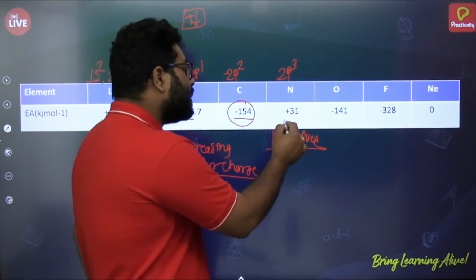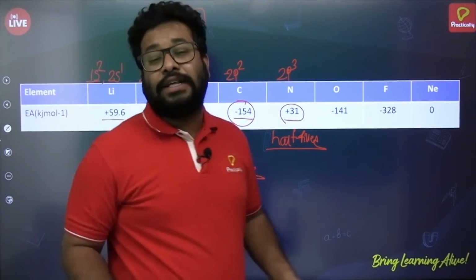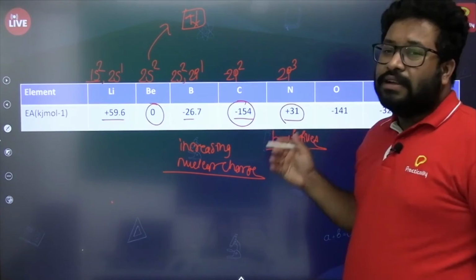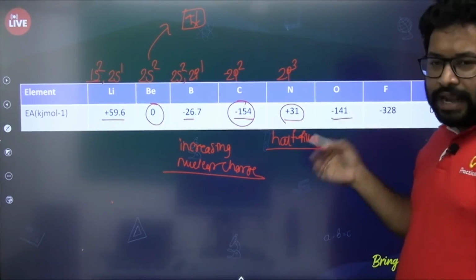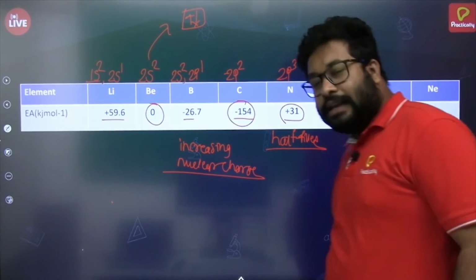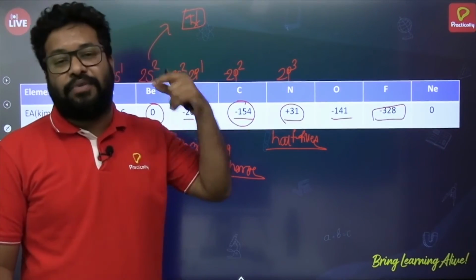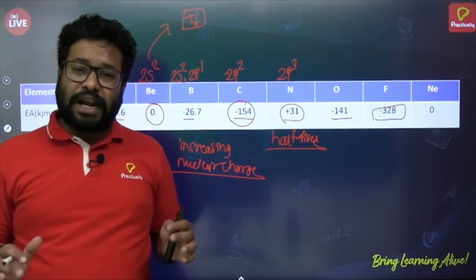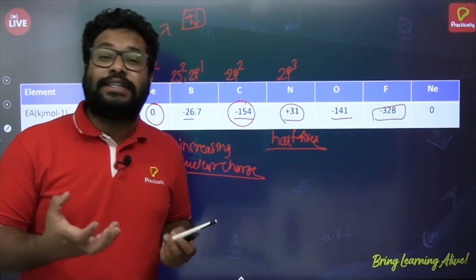For nitrogen, again it's plus 6, plus 31. Why? As I told you, it's a half filled orbital. It is already stable and doesn't want to go away from that stability. Again, the increasing nuclear charge factor will come into play. So oxygen will have negative electron gain enthalpy, and we see fluorine has the highest electron gain enthalpy here. Why? Because fluorine is the most electronegative element in the periodic table. As far as this period is concerned, it is the most electronegative element, and in fact it is the smallest in size also.